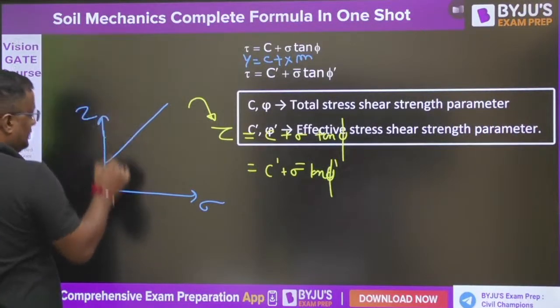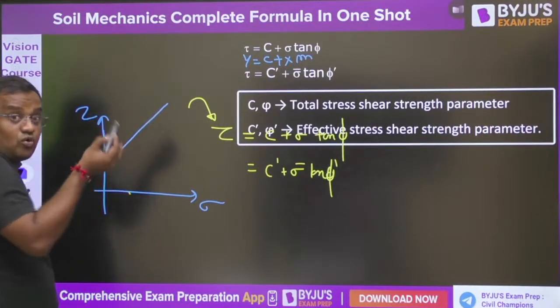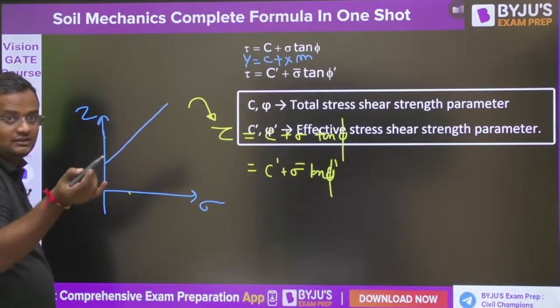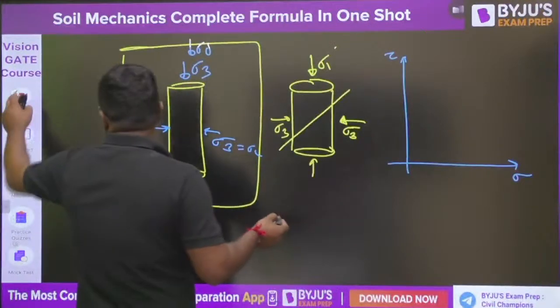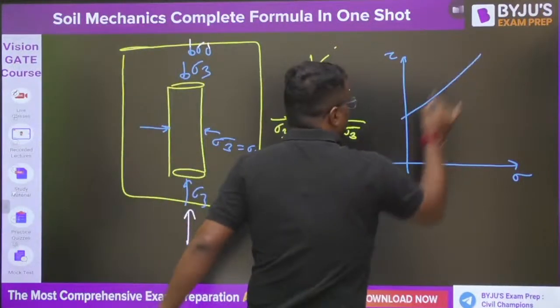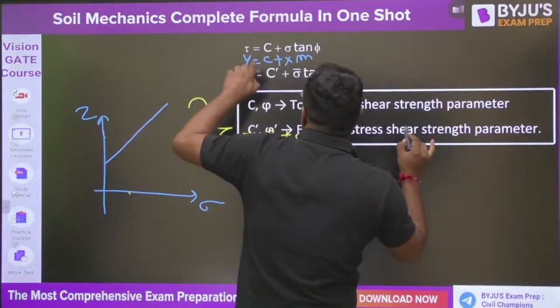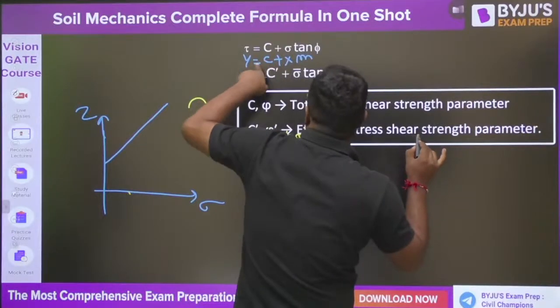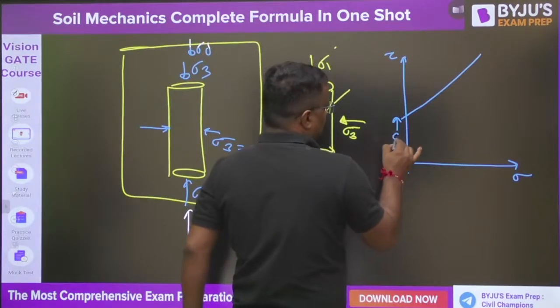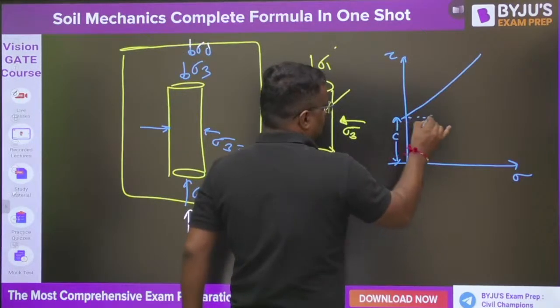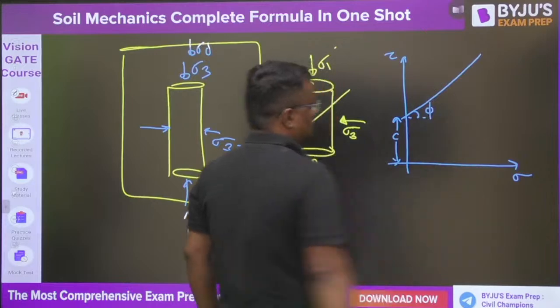Now, this is the strength, the Mohr failure envelope. Okay. This is the strength. Blue one is the strength. And at x is equal to 0, the value of y is c. And this is phi.